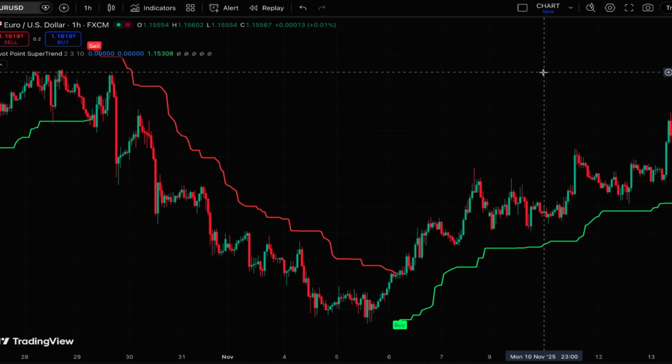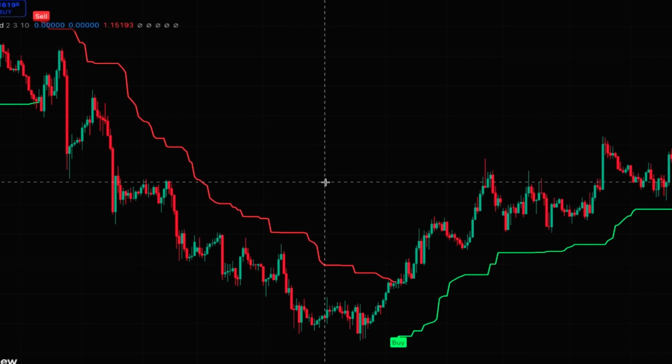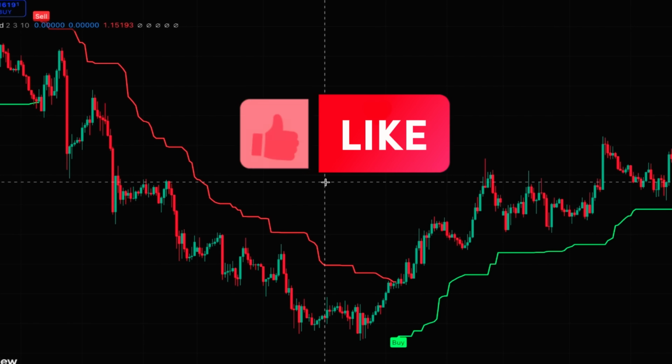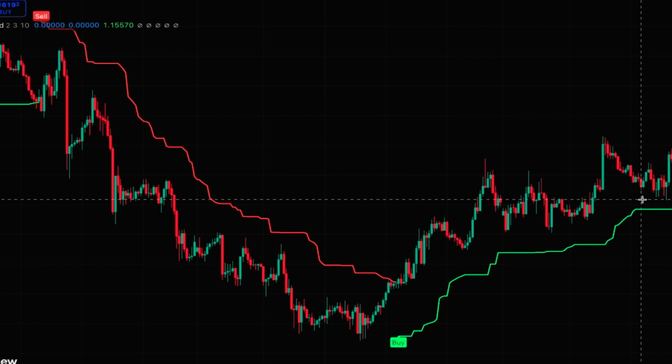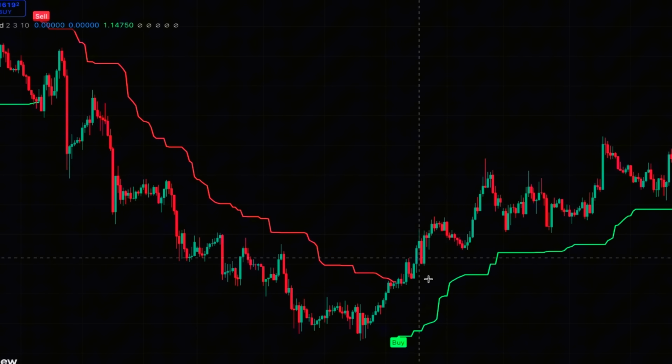Alright, as you can see, it is overlaid on the price chart. It is similar to the original Super Trend, but the difference is pivot points are also considered in the calculations. So this new Super Trend has the ability to stay consistent during pullbacks, and we have a change in the indicator only when there is a real change in the trend.